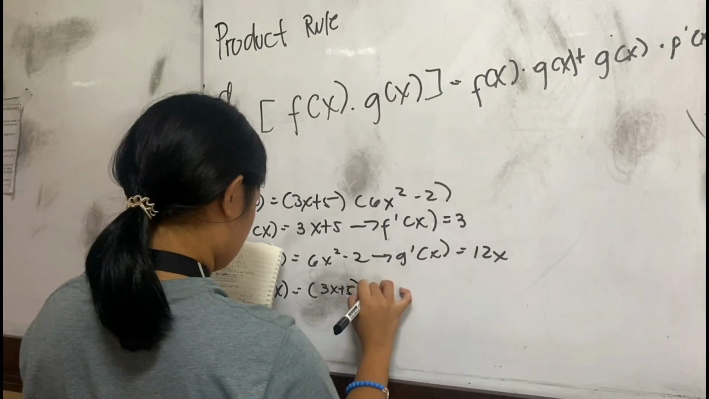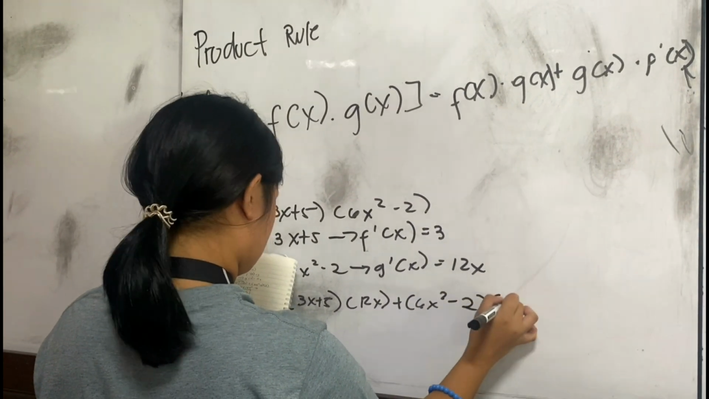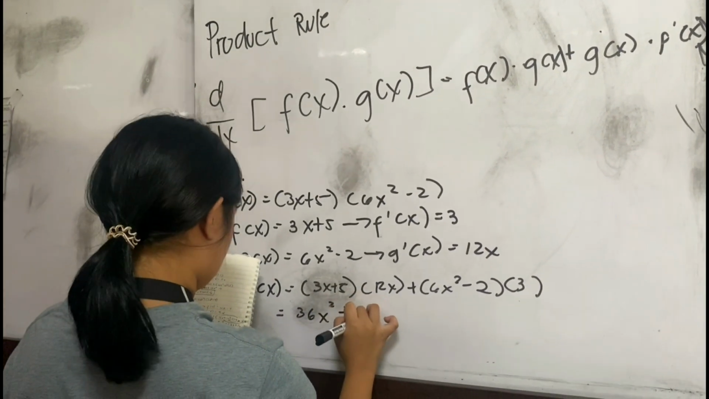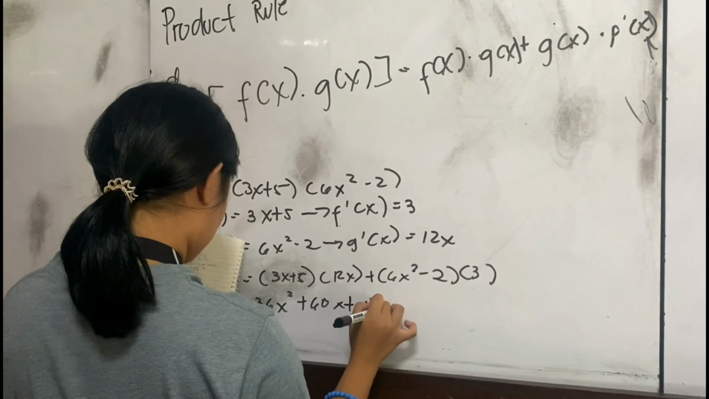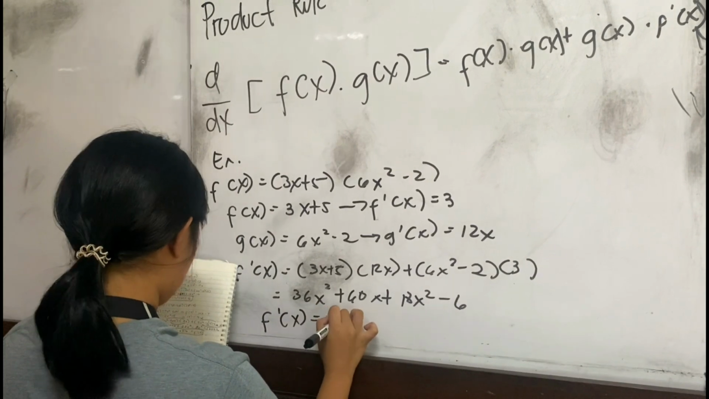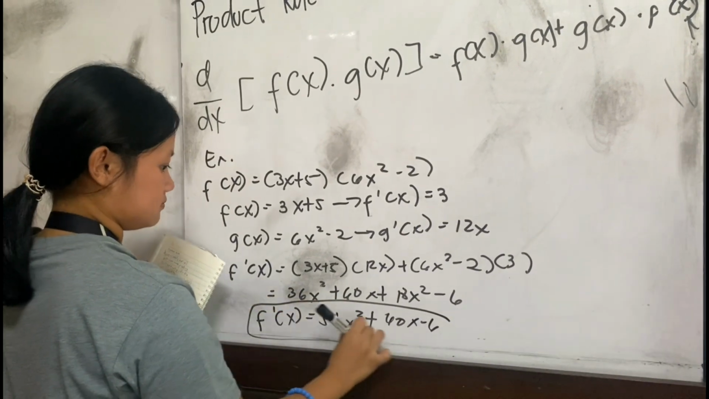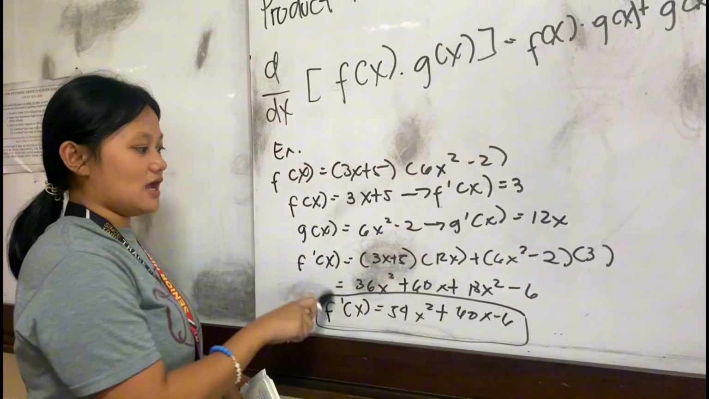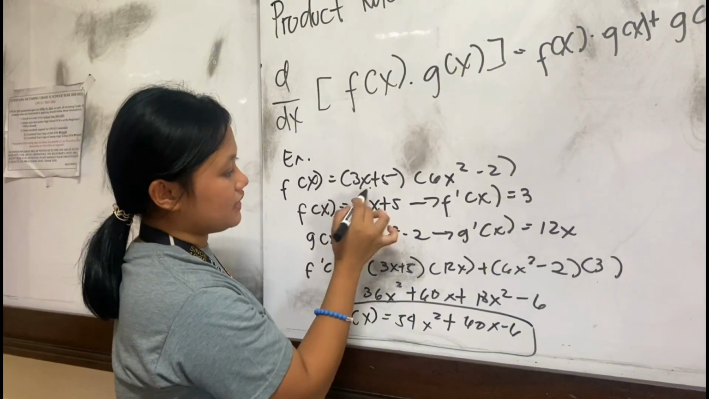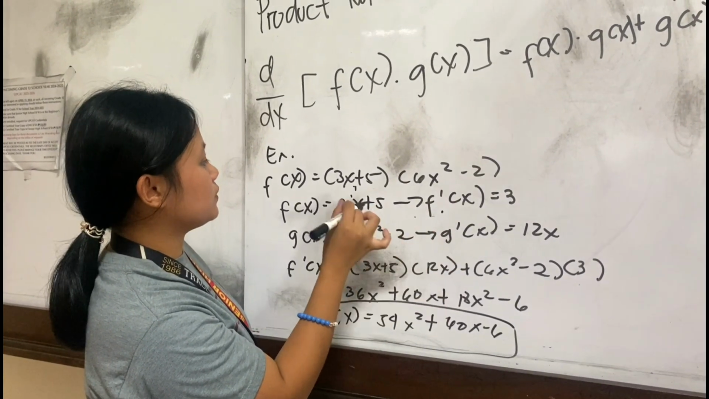The given is f of x is equal to 3x plus 5 times 6x squared minus 2. Now, copy the 3x plus 5. Now, the derivative of f of x: in 3x plus 5, the derivative is 3, because x is not a value, and the 5 is gone. Now, going again to 6x squared minus 2, the derivative of g of x is equal to 12x.